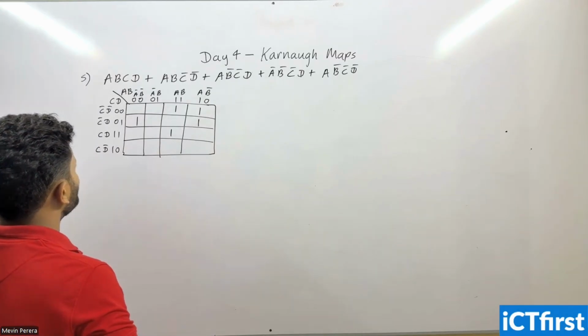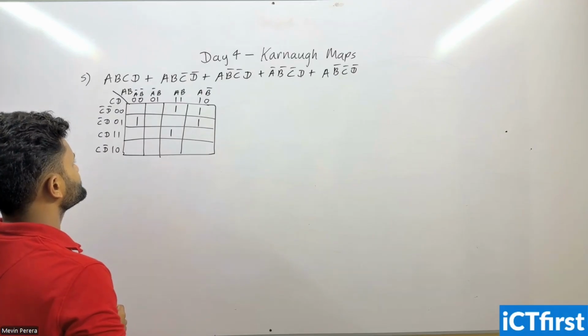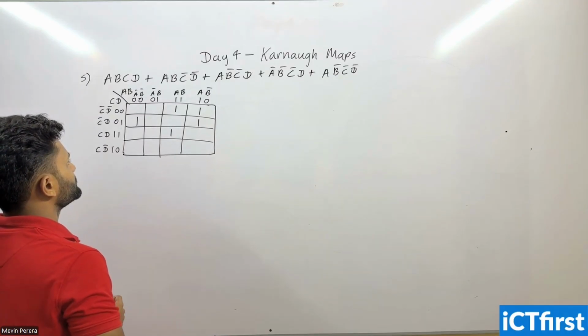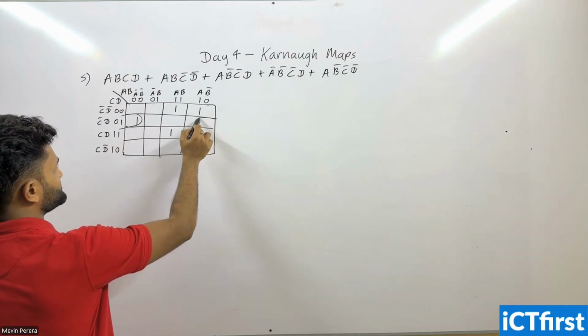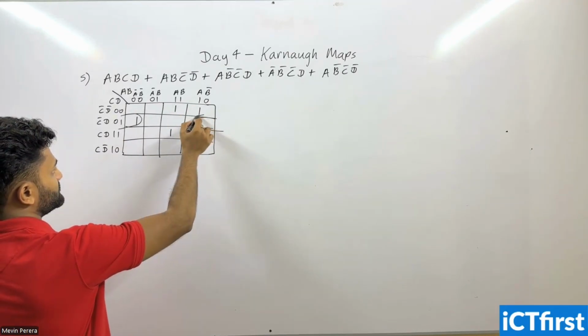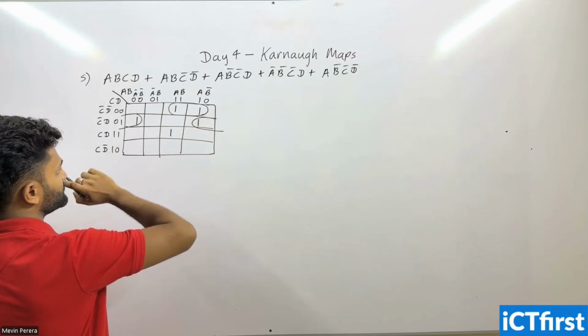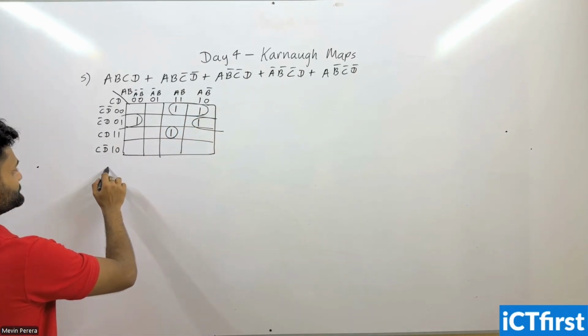Okay, so how are we supposed to group this? First thing is, this particular one and this one, that is one group. This one group and this one group. Okay, so SOP.